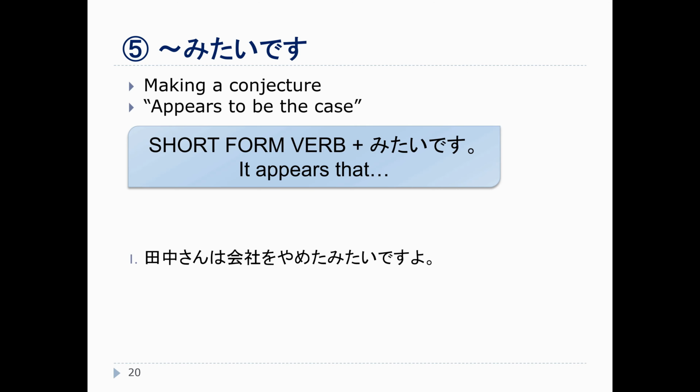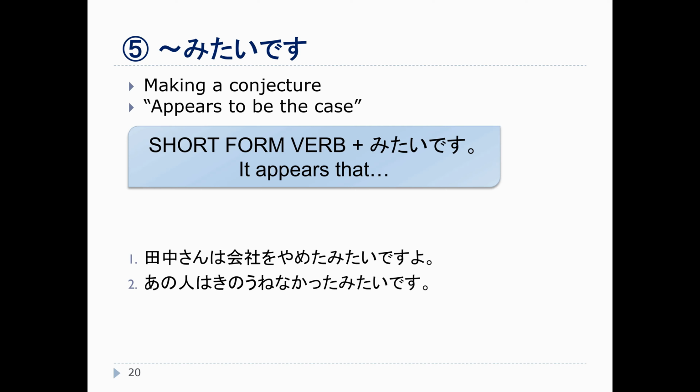But 田中さんは会社を辞めたみたいです might be like, oh, I come to Tanaka-san's office and I see like, oh, his desk is cleaned out and Tanaka-san wasn't at the meeting this morning and it seems like Tanaka-san has been really unhappy at this company. Oh, I can make the deduction. Oh, it seems like Tanaka-san quit.